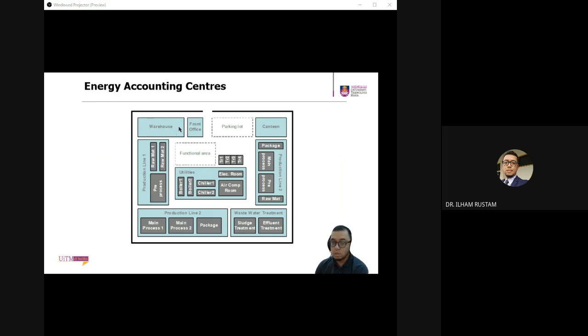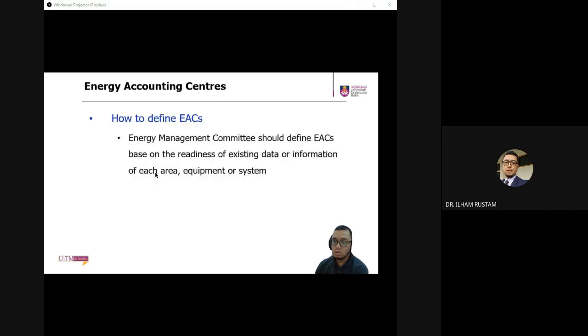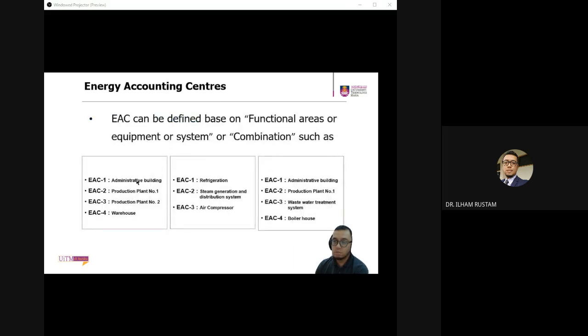It depends on your needs and also your budget. Like this, the warehouse is one EAC. So the administrative building and warehouse is one EAC, the production plant is the second EAC, the third is the second plant, and then the administrative building for one is EAC one.